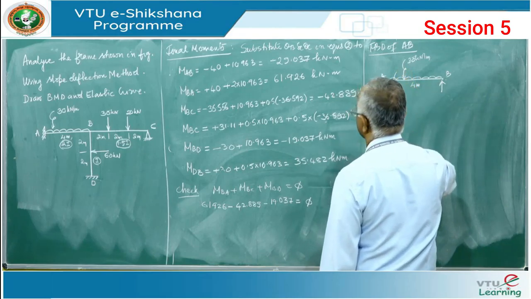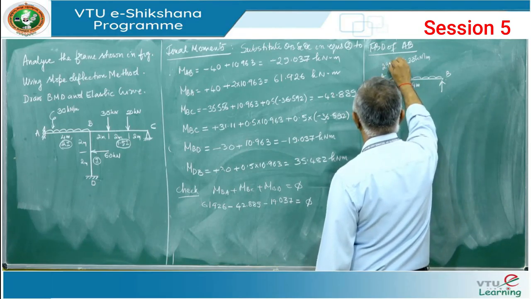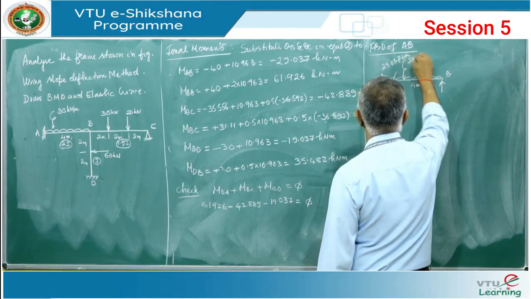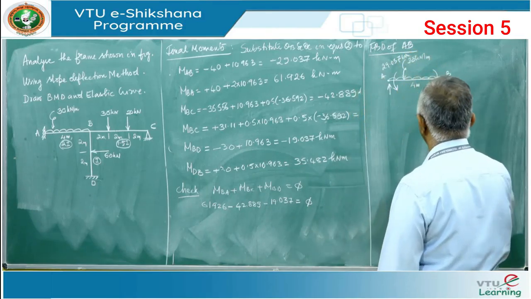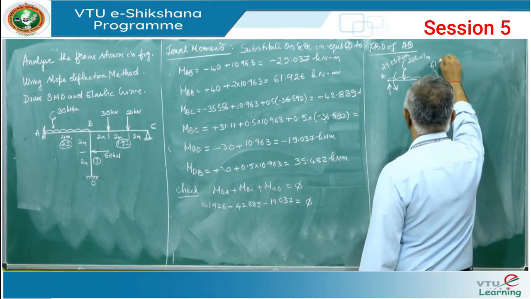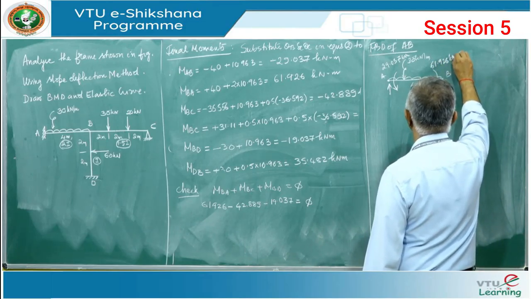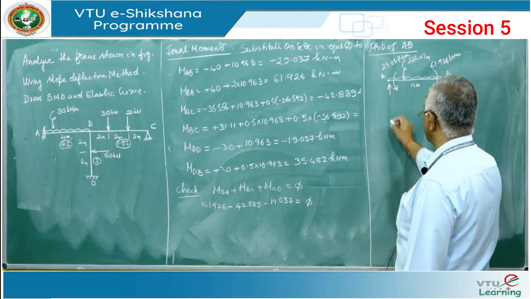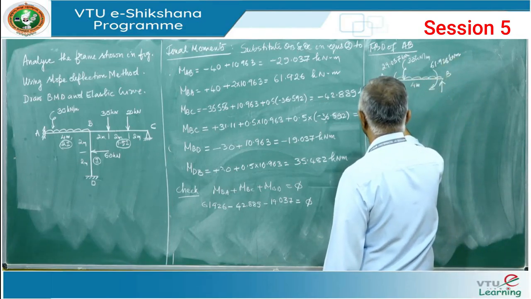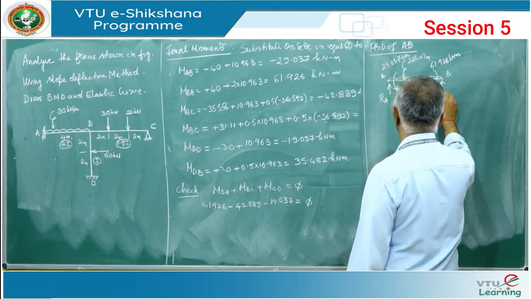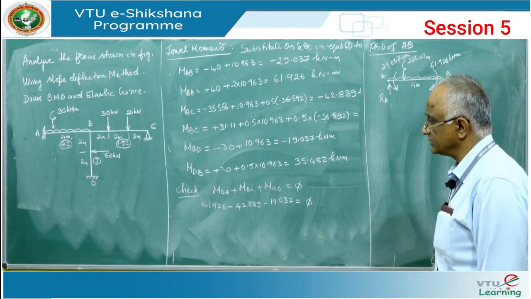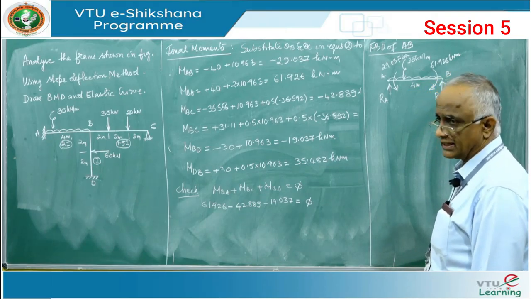I have the end moment at A, MAB, is 29.037 minus, so it is anticlockwise. MBA is 61.926 clockwise kilonewton meter. So this is the free body diagram. I can put this as RA, and here I don't get the full vertical reaction, but the other member is also meeting there. So partial reaction RBA.